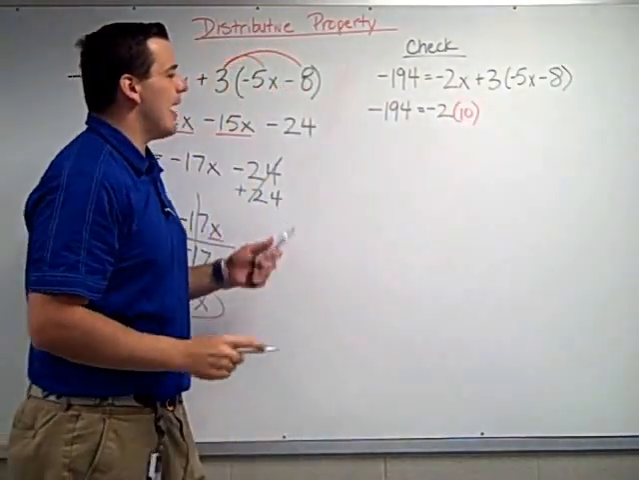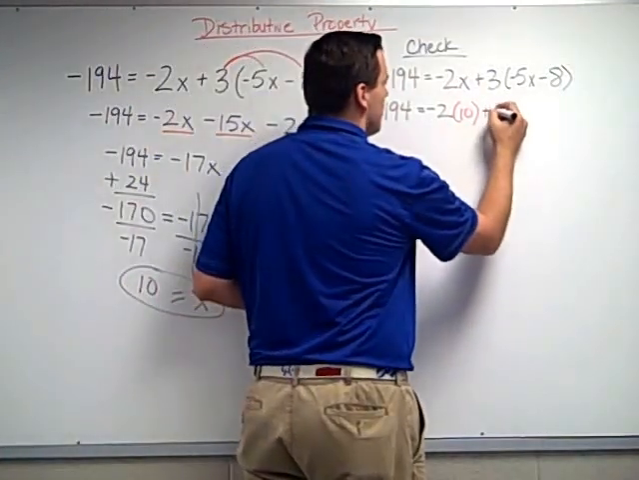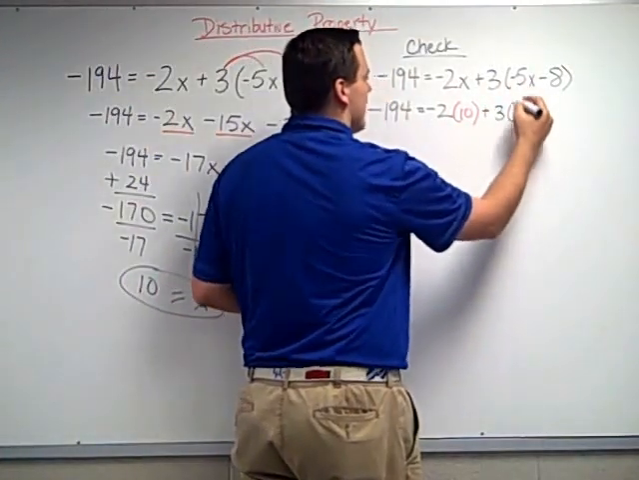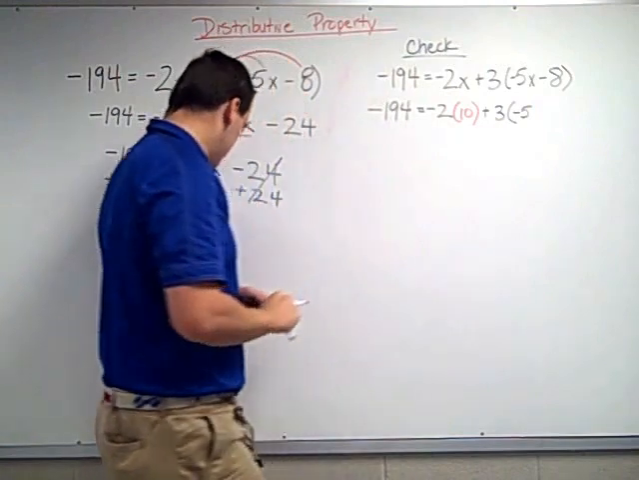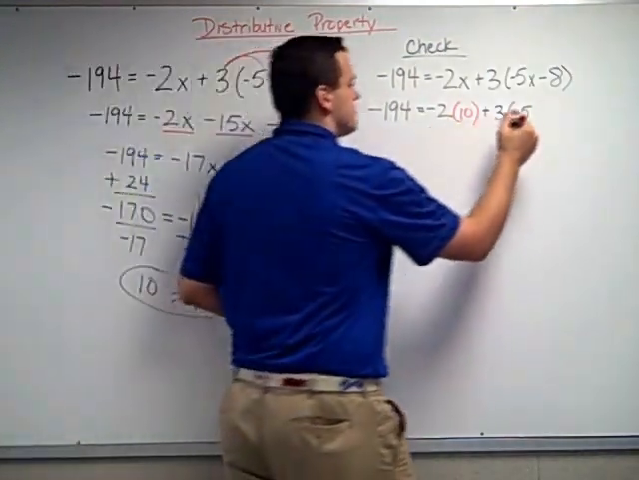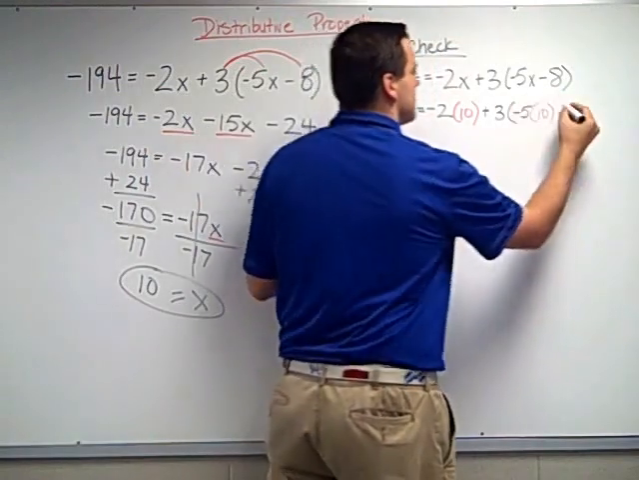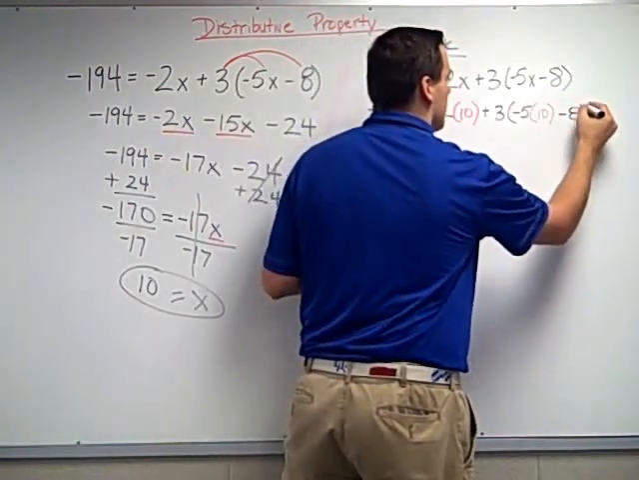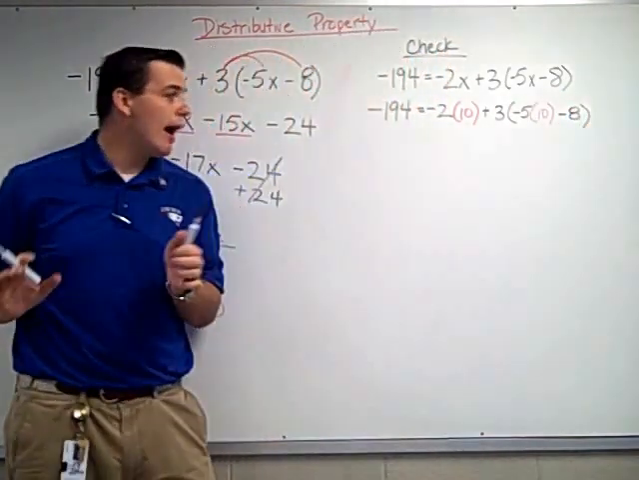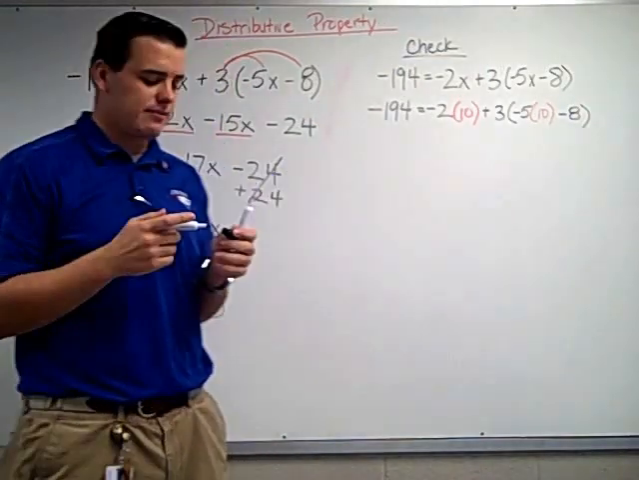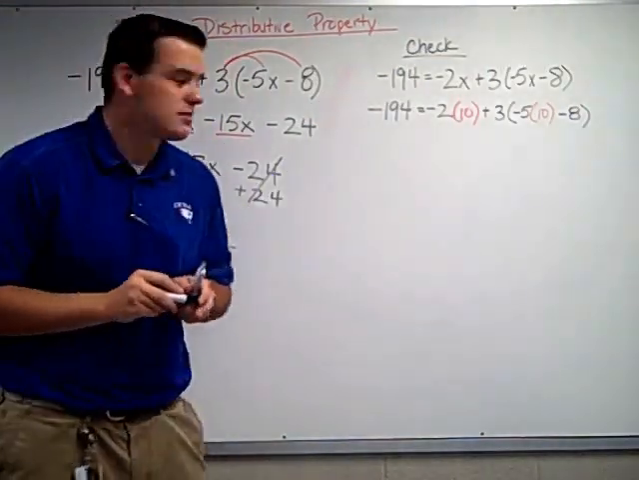And then we're going to add 3, and then I have negative 5 times x, but I now know x is 10. So I'm going to say 10 right here, and then minus 8. You may look at that problem and say, wow, that's a lot of numbers, a lot of positives, a lot of negatives. But we can do this, okay?